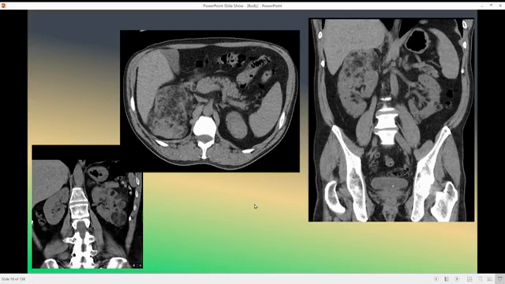As we see here, we have bilateral angiomyolipoma involving both kidneys, on the right side and the left side. So bilateral angiomyolipoma: if it is bilateral, the diagnosis is tuberous sclerosis. Okay, we move to the next case.